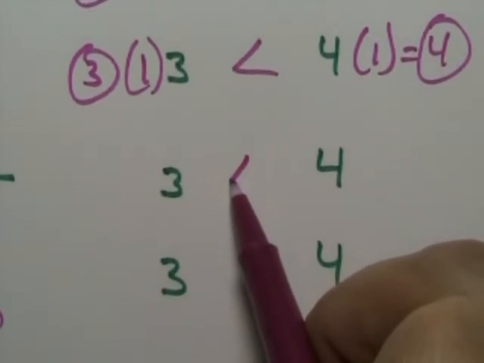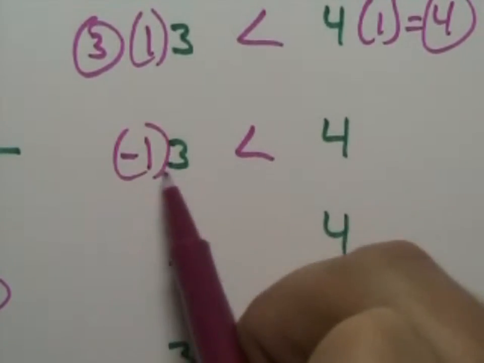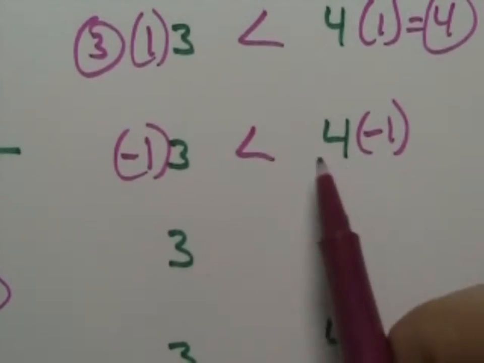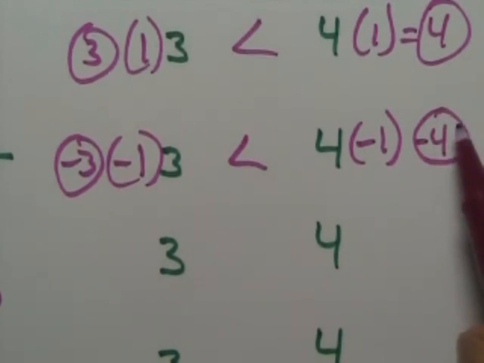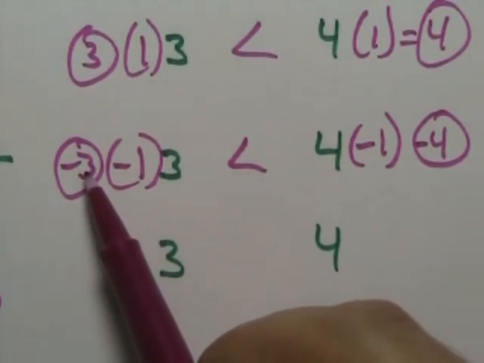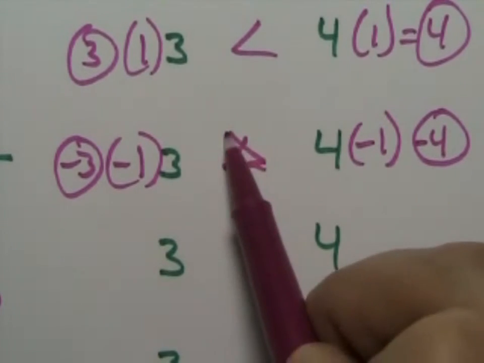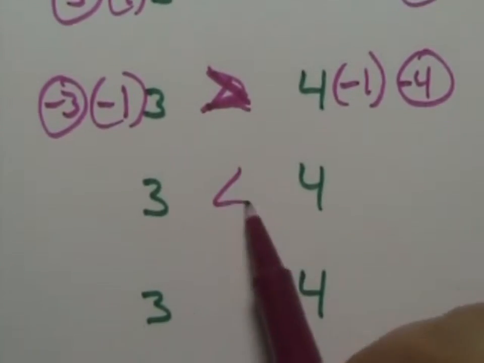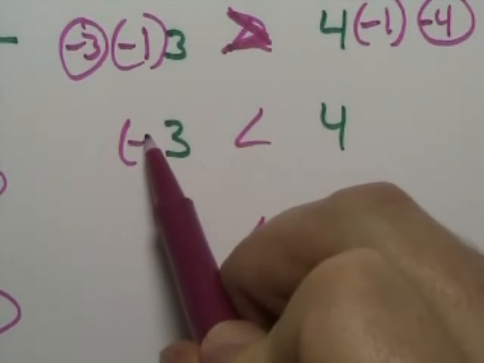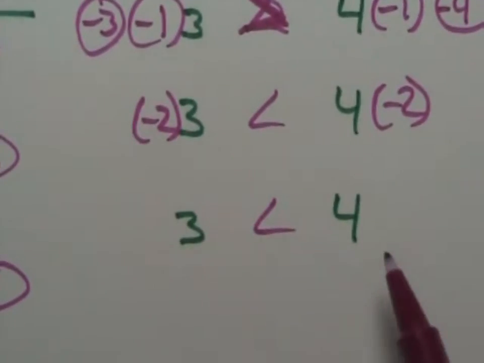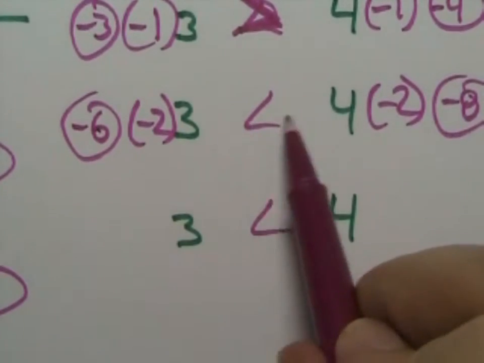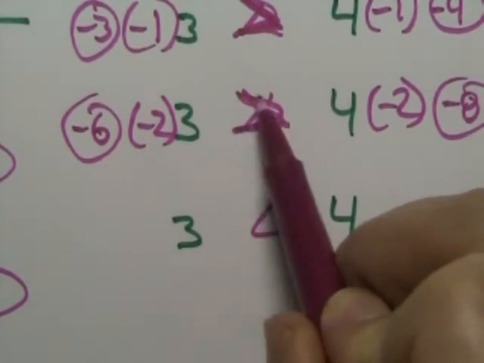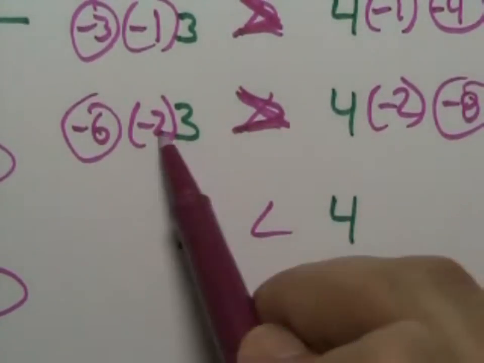Now let's see if this is true if I multiply by negative 1. Left side, right side, multiply by negative 1. Is it still true? This will be negative 3, and over here, this will be negative 4. So no, it's not true. Whenever I multiply by a negative, it seems as though I have to reverse the arrow. I know that 3 is less than 4. If I multiply by negative 2 on both sides, that gives me negative 6 and negative 8. Negative 6 is not less than negative 8. It's more than. So I have to switch the arrow whenever I multiply by a negative number.